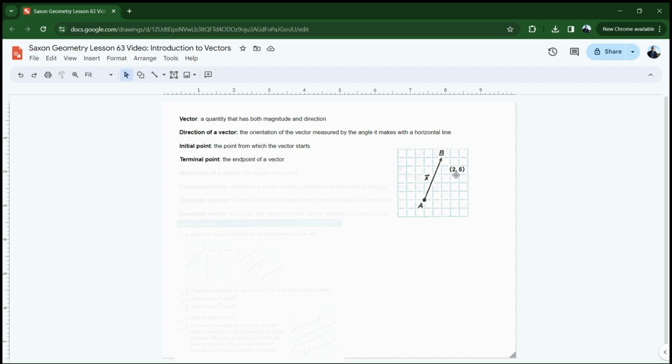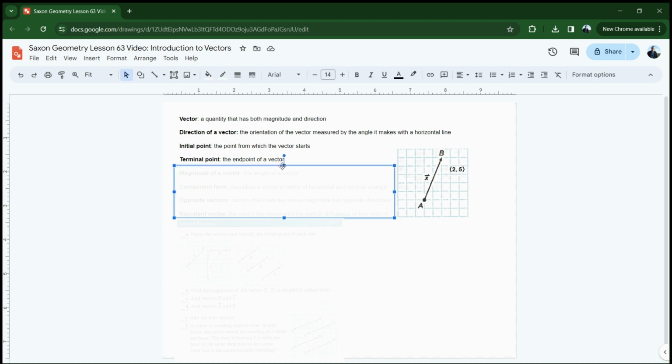But can you pick out what 2 and 5 might refer to on this vector? Notice it goes from A to B, but as it goes from A to B, it goes over a certain amount and up a certain amount. So this 2, 5 almost looks like a coordinate pair, but notice it's not in the same parentheses that we put a coordinate pair. This one's in angle brackets. All right, let's keep going.